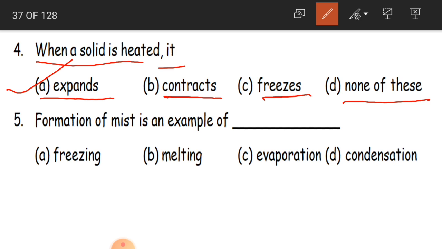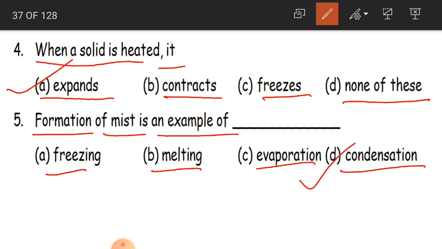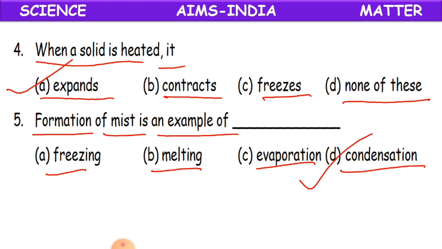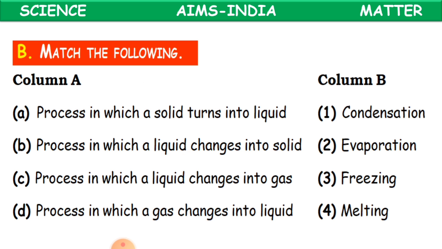Okay, and fifth one, formation of mist is an example of. Like mist, we have seen in the picture also, and I have also shown you the example of the glasses of our vehicles, or early morning in the winters you can see some type of snow or fog which is surrounded. So that is nothing but the mist. And this formation of mist is an example of what? Freezing, melting, evaporation, or condensation. And the answer is condensation. Clear children? Yes.